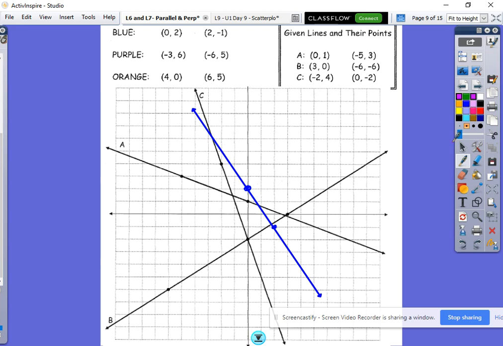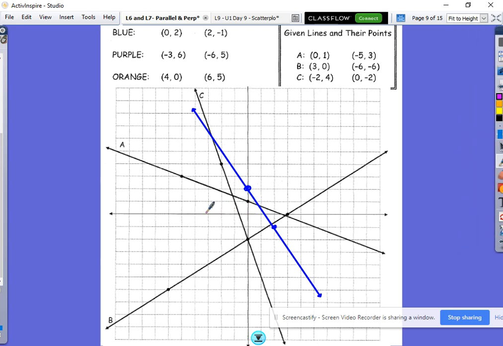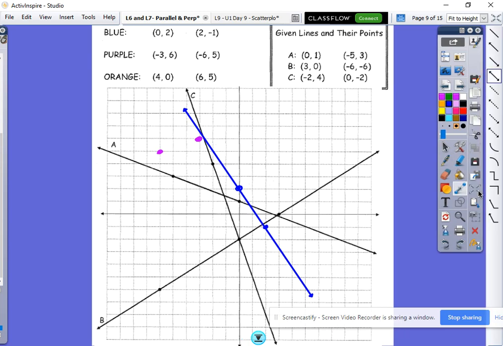So the purple line is at negative 3, positive 6. So negative 3, positive 6, and then negative 6, positive 5, 1, 2, 3, 4, 5. So those are a little bit closer to each other. Let's go ahead and graph. Take a minute, graph the line that goes between those 2 points.